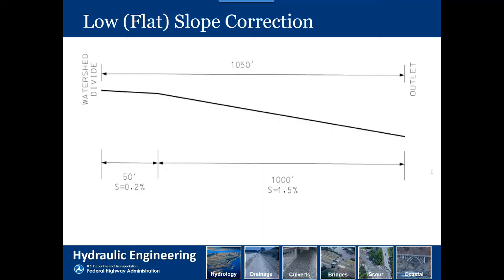So here's just kind of an example of that flat slope correction factor. So we have our watershed divide here. We have our outlet over there. There's about 1,050 feet between the two. This is a pretty rudimentary example here. But we'll say that the top of this hill here, for 50 foot, we're going to be having a slope of 0.2%. This isn't to scale. And then for 1,000 foot, we're going to have a slope of 1.5%.